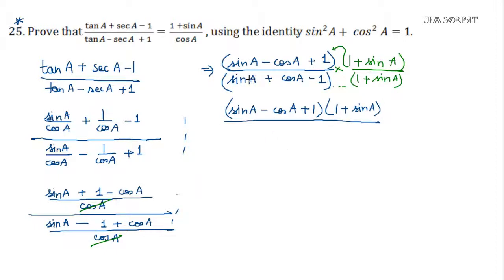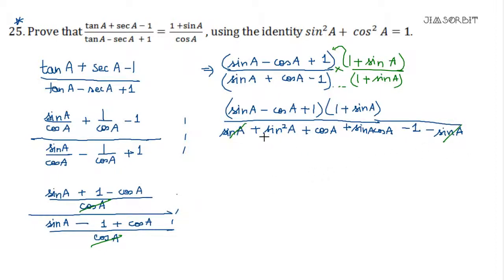So sine A into 1 is sine A, plus sine A into sine A is sine square A, plus cos A into 1 will be cos A, plus cos A into sine A, so sine A cos A. Then minus 1 into 1, minus 1. Minus 1 into sine A is minus sine A. Now if you noticed, something should be cancelled. So sine A and sine A get cancelled.